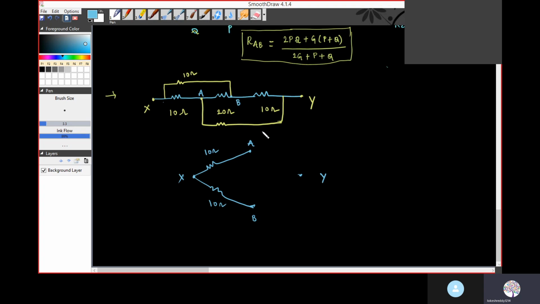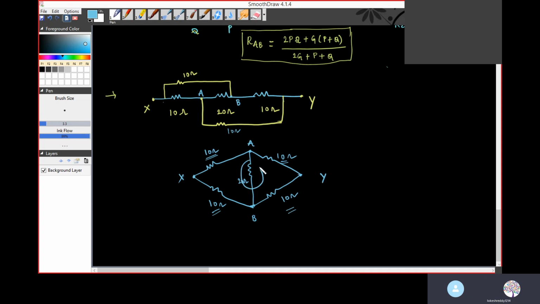And A to B is 20 ohms. Then B to Y is 10 ohms, and A to Y is 10 ohms. So clearly you can see P by Q is equal to R by S.